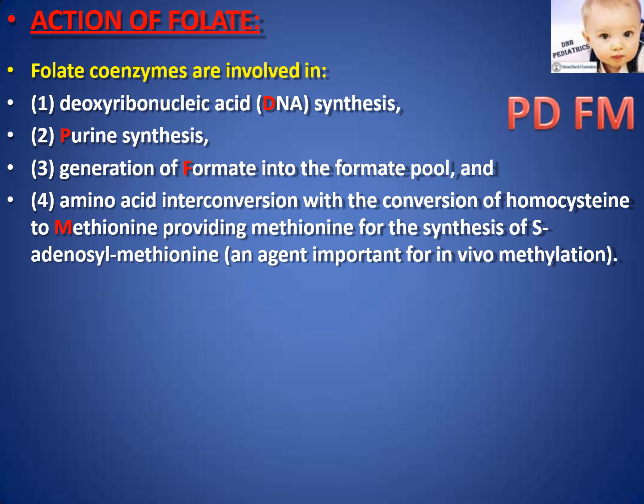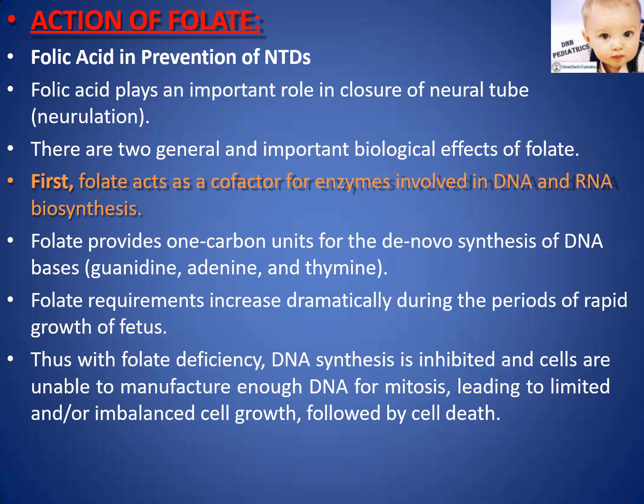Actually, the folate coenzymes are involved in the synthesis of deoxyribonucleic acid, DNA, and purine synthesis, and it helps in the generation of formate into the formate pool. It also helps in amino acid interconversion, with the conversion of homocysteine to methionine, providing methionine for the synthesis of S-adenosyl methionine. It's an agent that is important for methylation. Folic acid also plays an important role in the closure of the neural tube. That process is known as neurulation.